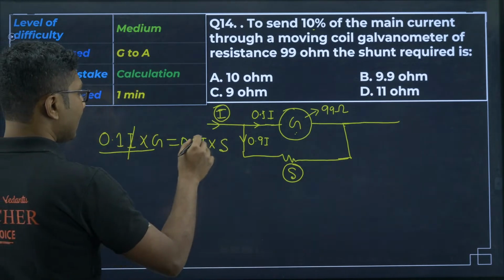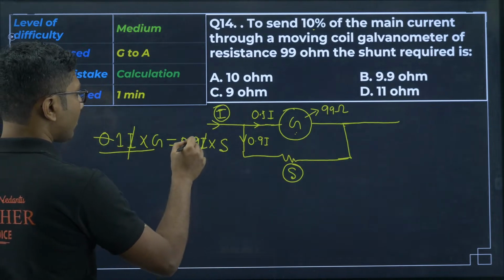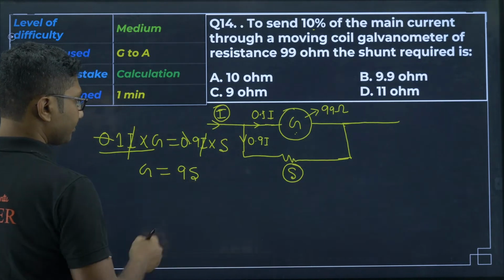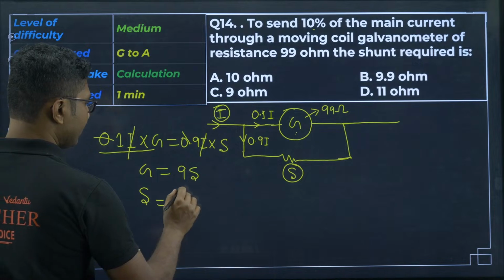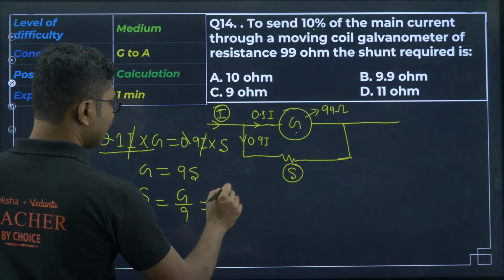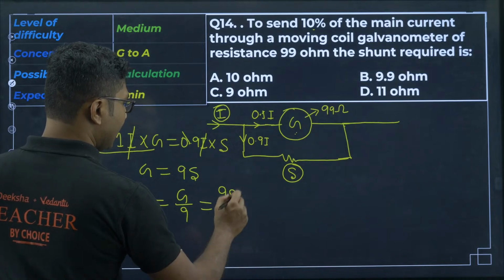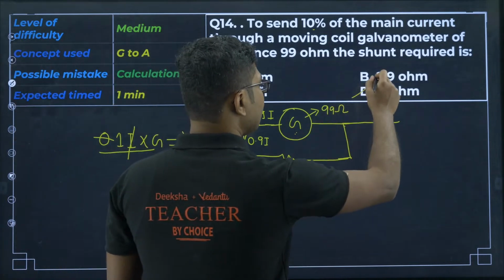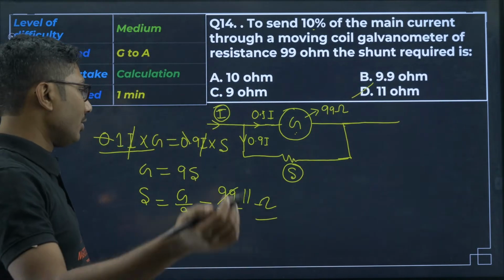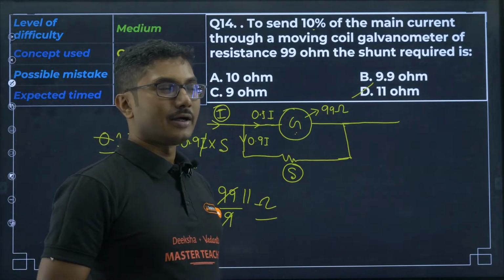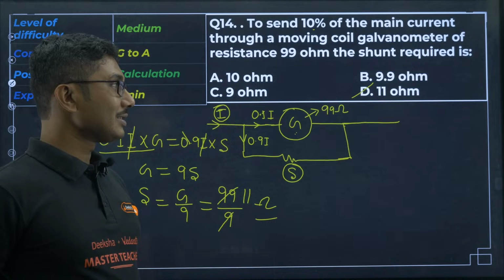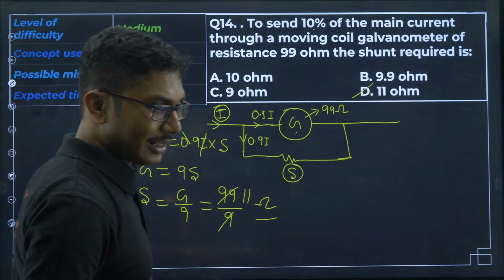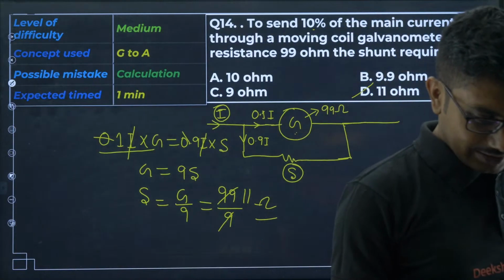Now I will definitely cancel, and you can even remove the decimal points from both sides. So you will get G is equal to 9S, okay. So S equals G by 9. G was given as 99, so you just divide it by 9, so you will get 11 ohm, okay. So 11 ohm is the answer. In this case there is no approximation, you get exactly the same value, and no way you can say that 10, 11, 9 are all close answers. So you have to be precise in this case, and you are getting an exactly correct answer, okay. Let's see if anyone answered it.